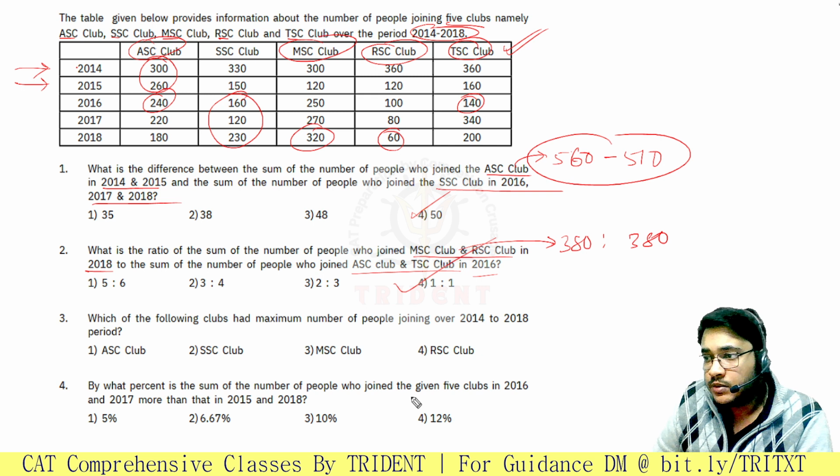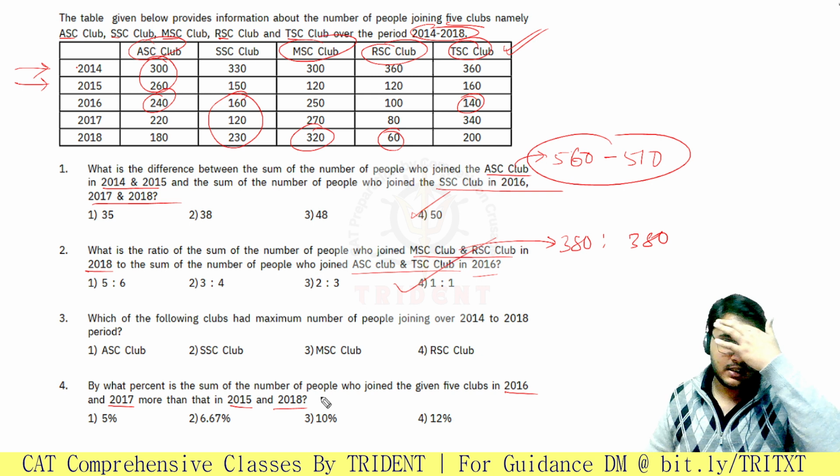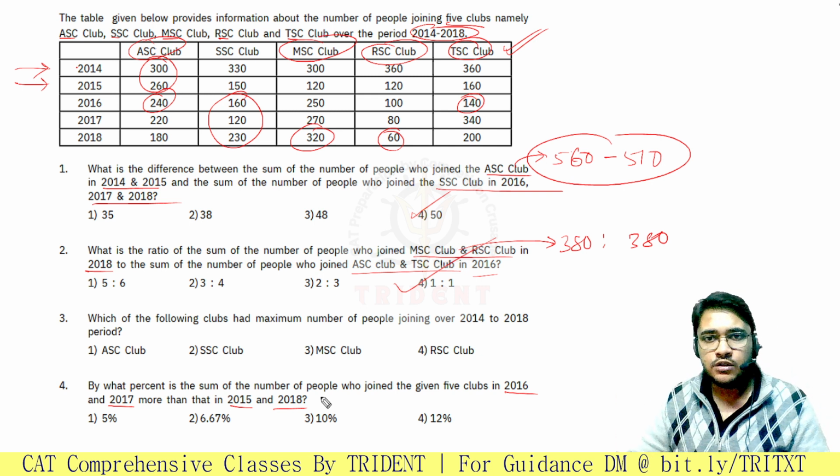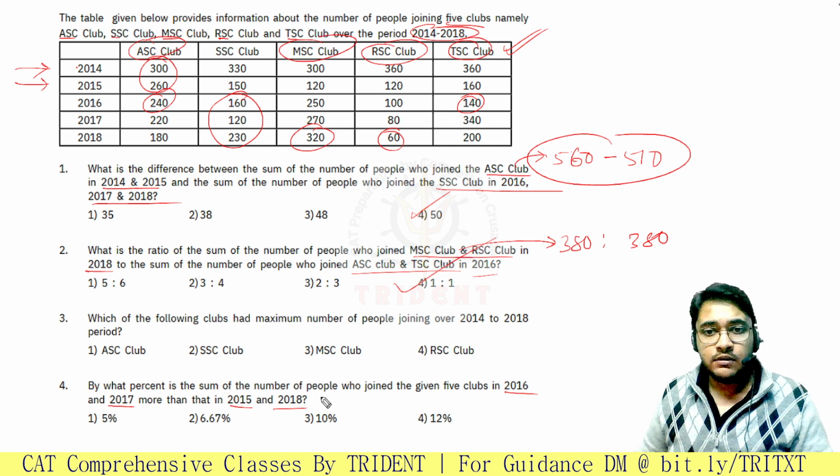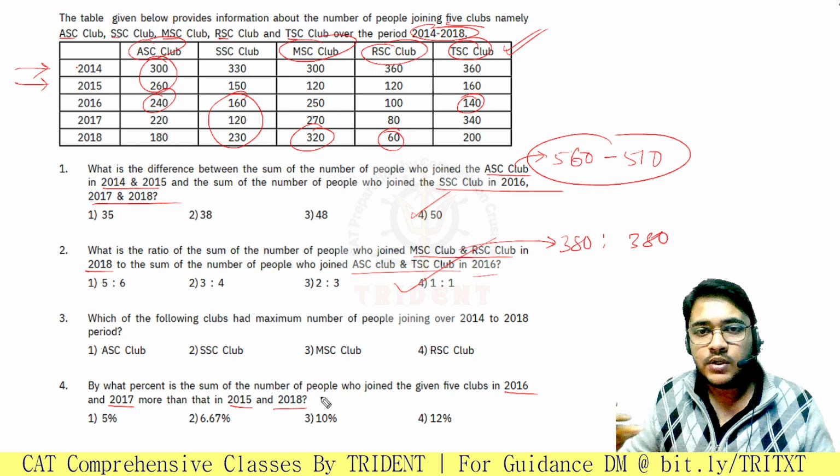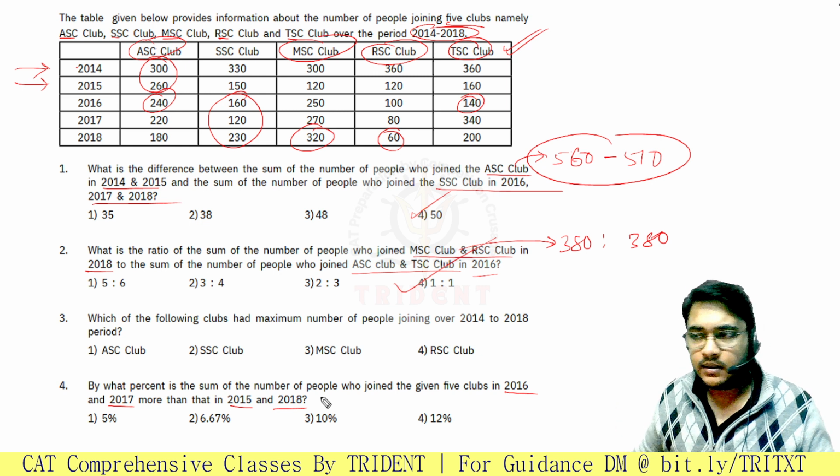Sum of the number of people who joined the clubs in 16, 17, more than that in 15, 18. So this is again giving you some interesting idea about addition row wise. The question again boils down to how quickly you can do the summation in this set, right? So let's try to do that thing.